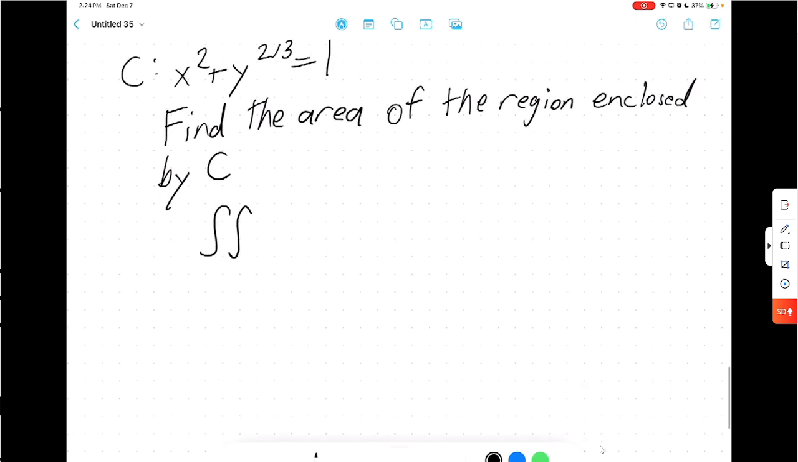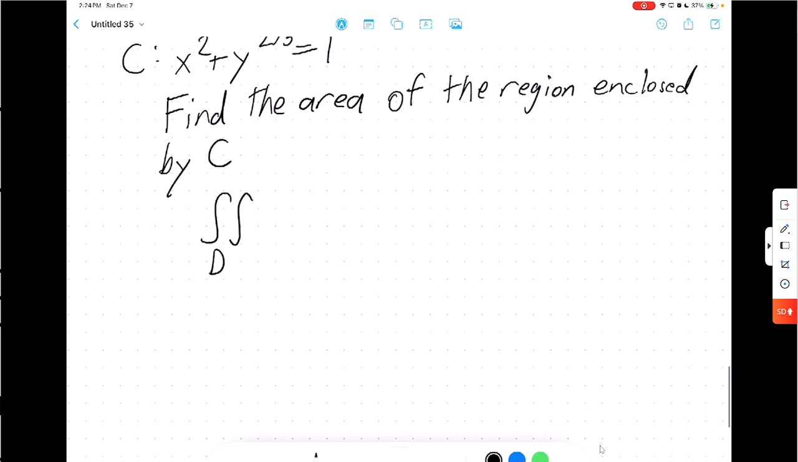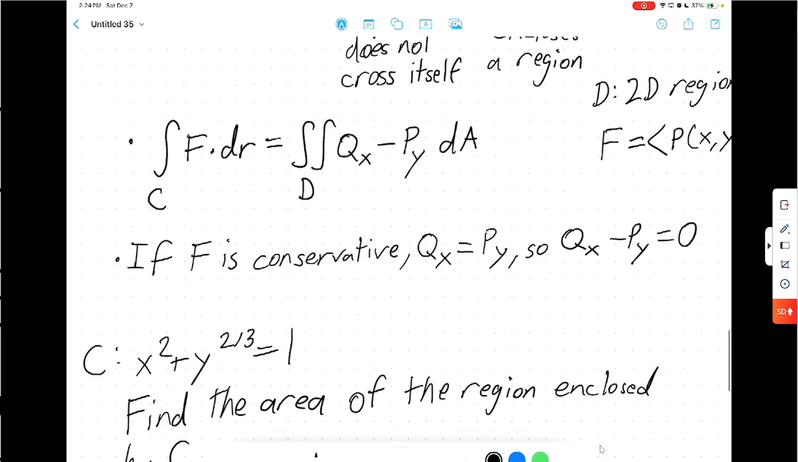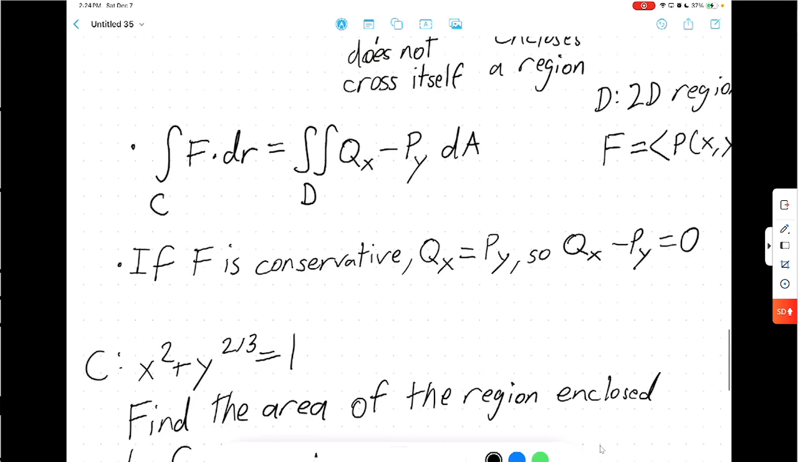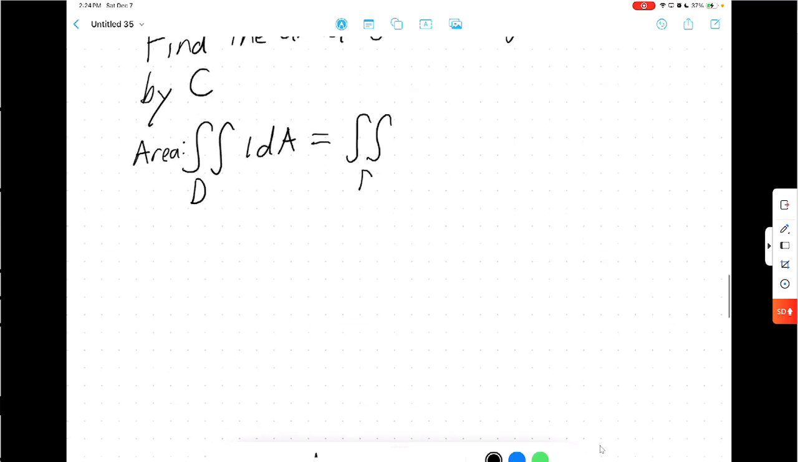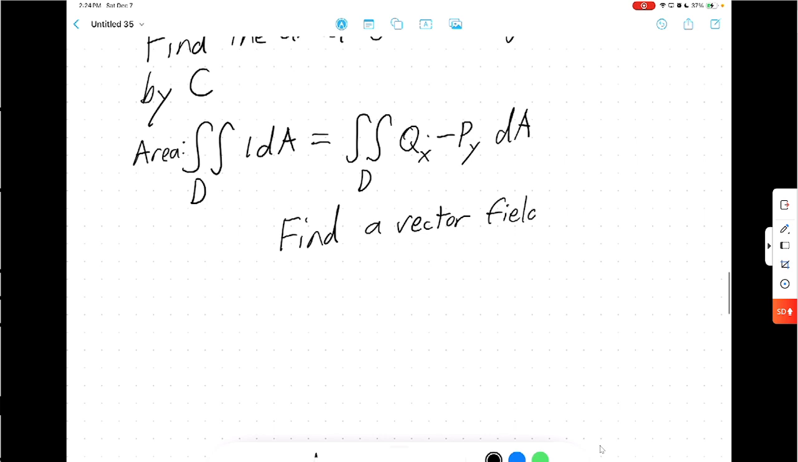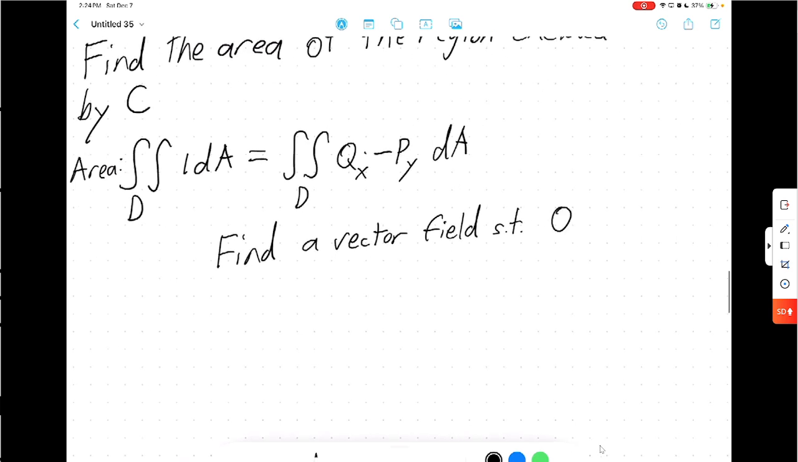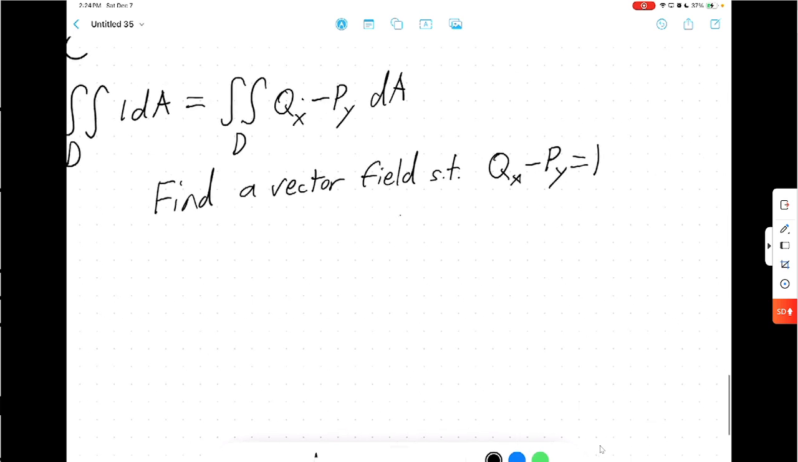So essentially the idea here is C is enclosing some region D. We don't know how to define this region D, but an area is going to be given by the double integral of 1 dA. From Green's theorem, we can see that this is closest to the double integral version, so I want Q_x minus P_y dA. And then we want to find a vector field such that Q_x minus P_y is equal to 1. Really, any vector field will do for this one.